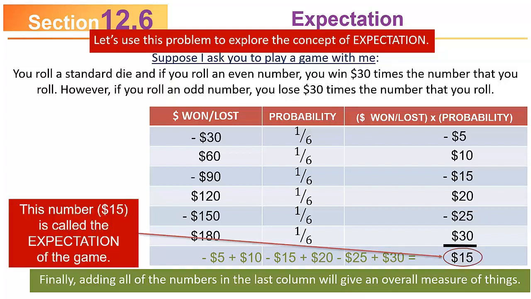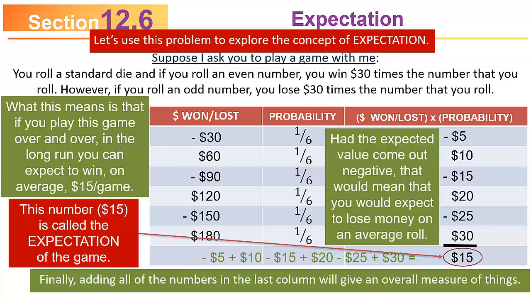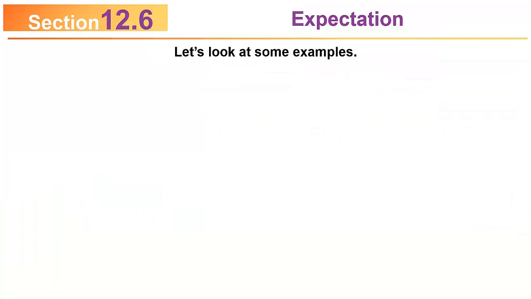That number at the end, which is the sum of those products, is called the expectation of the game. And I've already alluded to this, but what that number means is if you play this game over and over again, in the long run, you can expect on average to win about $15 per game. If the expected value or the expectation had come out to be negative, that would mean on average you would lose money, so that would be a bad choice. Had that come out negative, you'd have been better off flipping your choice and choosing the odds. Let's look at some more examples.